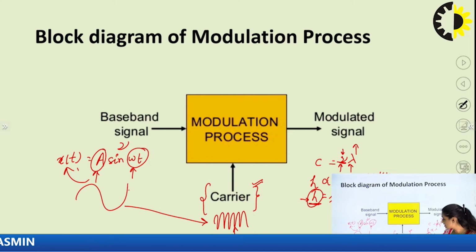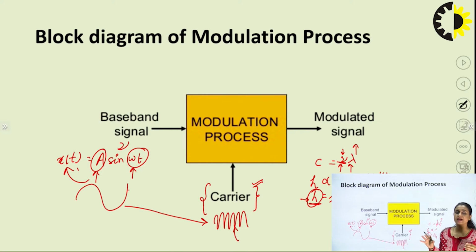so that this carrier somehow takes the identity of this message, but its frequency remains high frequency, and this high frequency wave is capable of traveling longer distance. So this high frequency wave will act as a carrier for my message signal, and that process is called modulation, right? I hope it makes a little sense.